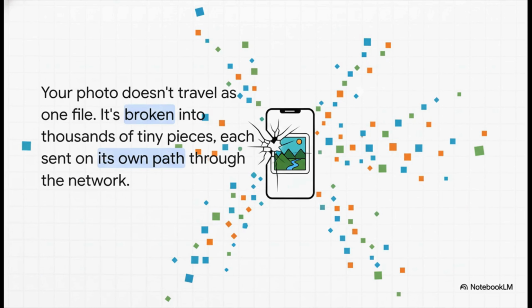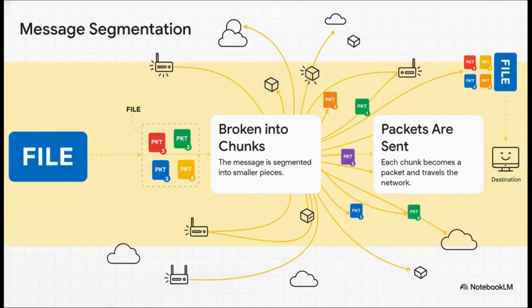Okay, so let's start with something that might just blow your mind. That photo you just texted to your friend, it didn't travel as one single complete file. Nope, the internet is way, way cleverer than that. Instead, your device literally shatters it into thousands of tiny digital pieces. And you can see it right here. It's pretty wild. Your original photo file gets broken down into all these smaller chunks.